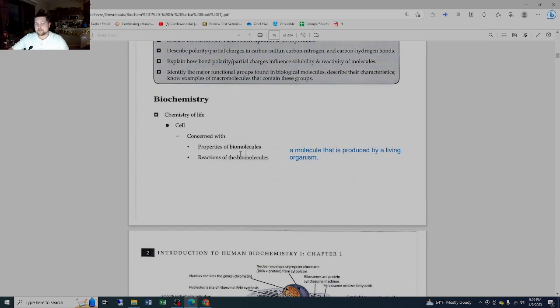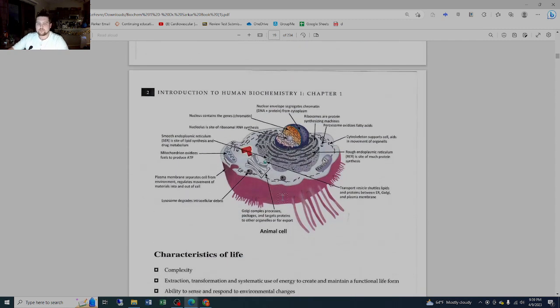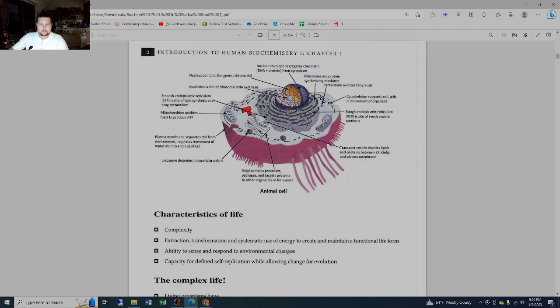Okay, so we have properties of biomolecules. Molecules produced by living organisms, so we have the properties of those molecules. And then we have the reactions of those molecules, so how they're going to interact with each other. And just a nice little chart giving us a bit of an overview of the cell. Talking about the nucleolus, again just a vocab word, nucleolus versus nucleus, the ribosomes, peroxisome, all that sort of stuff.